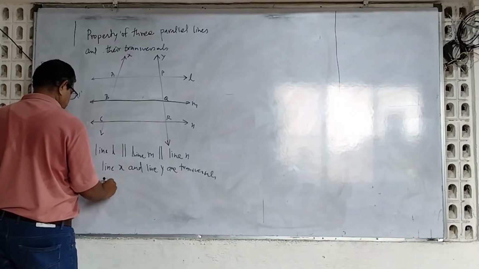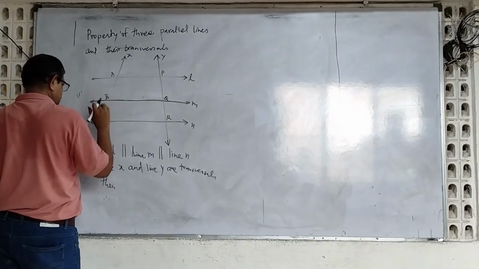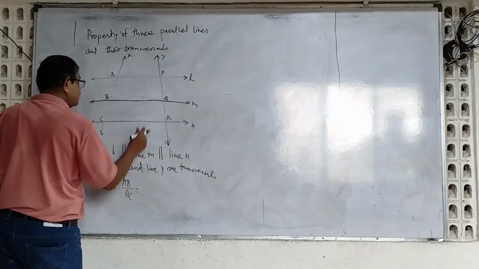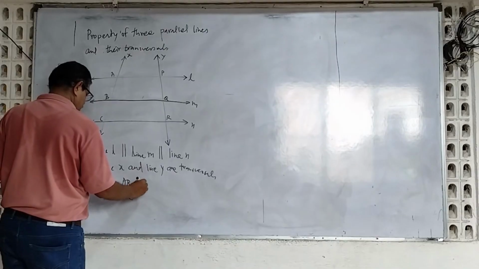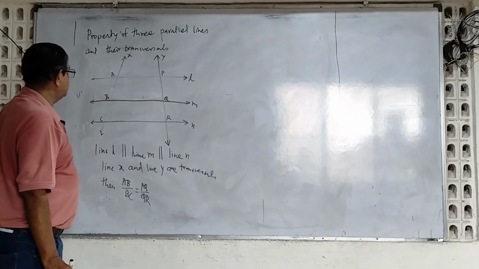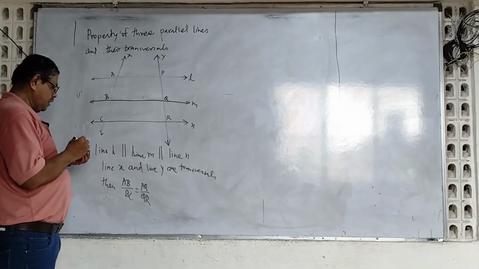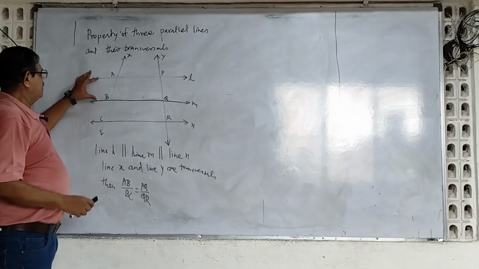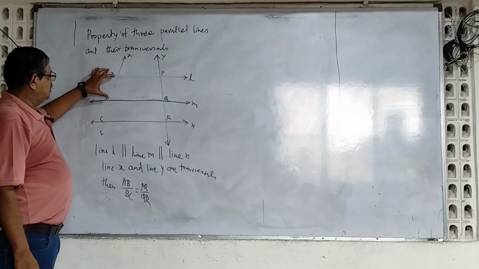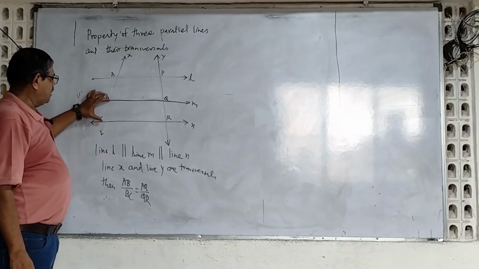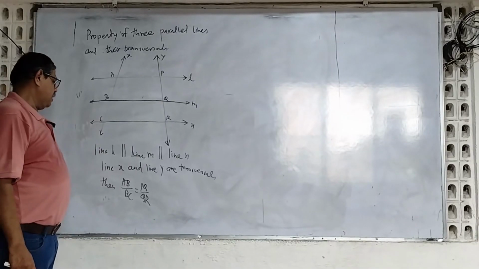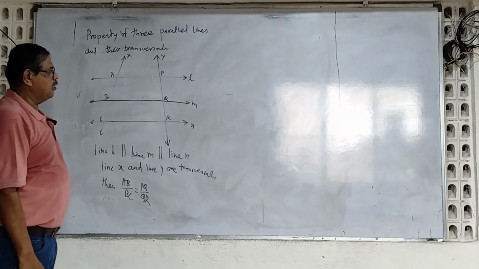Then I get AB upon BC is equal to PQ upon QR. This is the property of three parallel lines and their transversals. When three parallel lines are intersected by two transversals, the ratio of the segments on one transversal is equal to the ratio of the length of segments on the other transversal. So AB upon BC equals PQ upon QR.